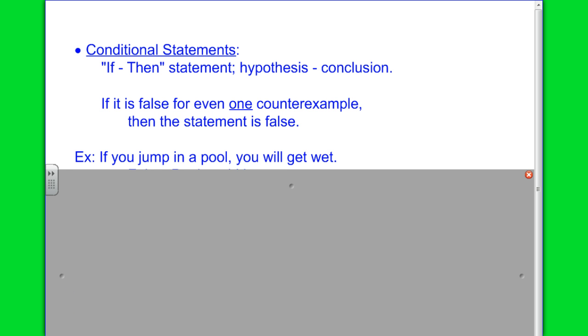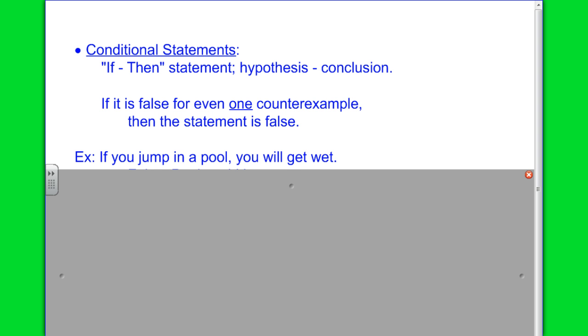Notice that this statement has an if, but it doesn't have a then, does it? Can you identify the hypothesis of this statement? Jake? Well, the hypothesis is the if part. So what is the if part of this sentence? If you jump in a pool. Okay? That's the hypothesis, that somebody's jumping in a pool. And then the conclusion is the then part, and it's not always containing the word then. But you can see the conclusion in this case is you'll get wet. So is this a true statement, or does anyone have a counterexample to this?